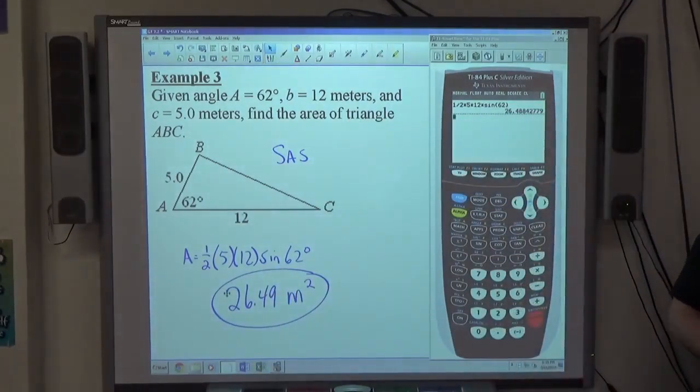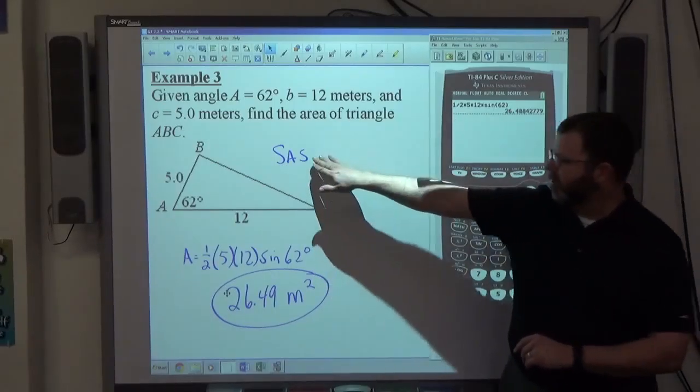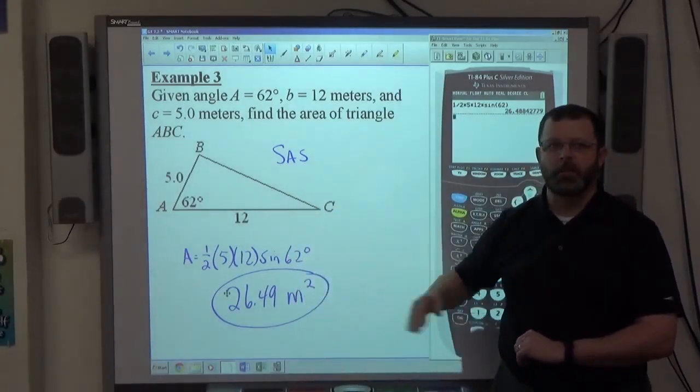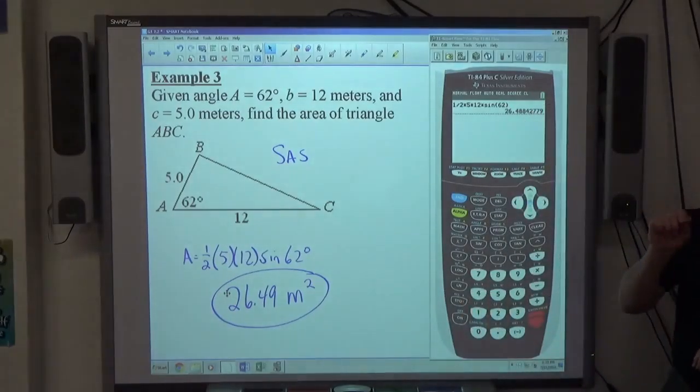And that's basically how to do all the problems today. You identify the information that allows you to use one of the formulas, apply the formula correctly, your calculator will calculate, hit equals, write the answer down.